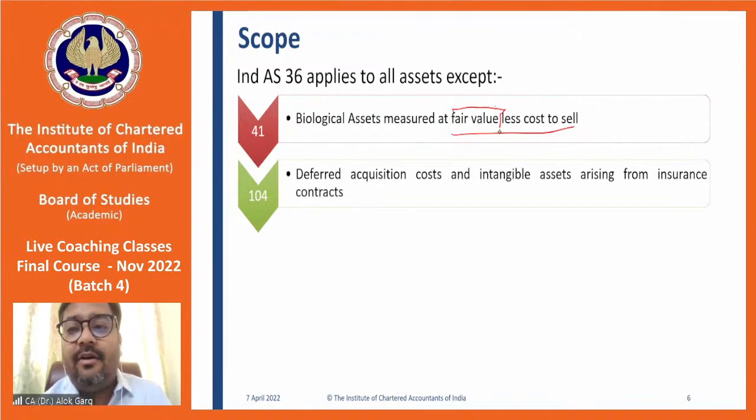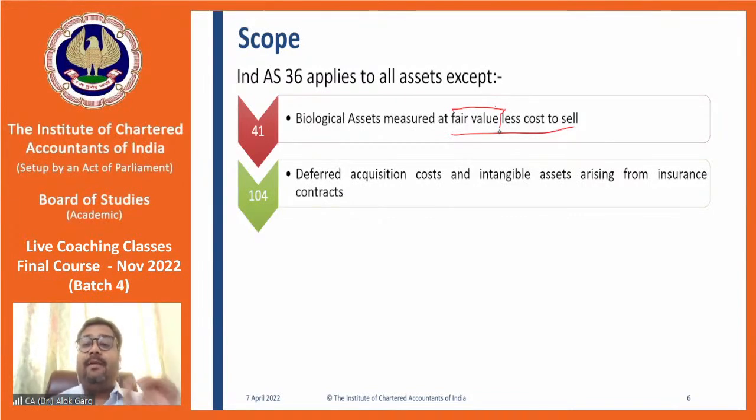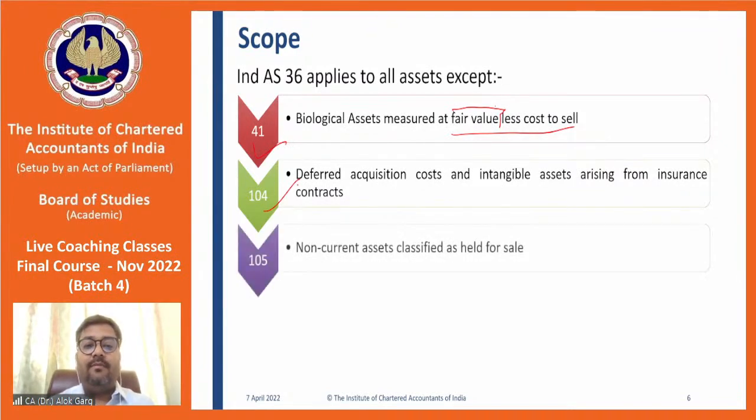Okay. If impairment is there, for example, there is a biological asset which has been recorded at 1000 rupees, subsequently it becomes 800 rupees, there is a decline in fair value, there is an impairment, but that impairment is as per Ind AS 41, not as per Ind AS 36. So there is a standard Ind AS 104 on insurance contracts. So on insurance related assets, Ind AS 104 is applicable, Ind AS 36 is not applicable.